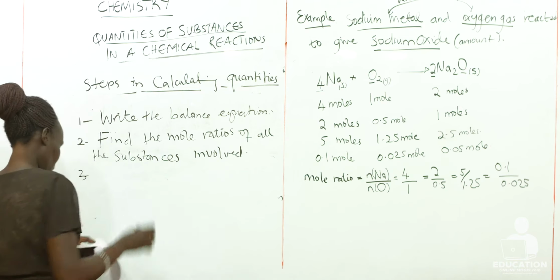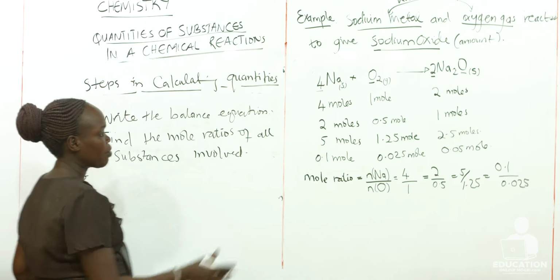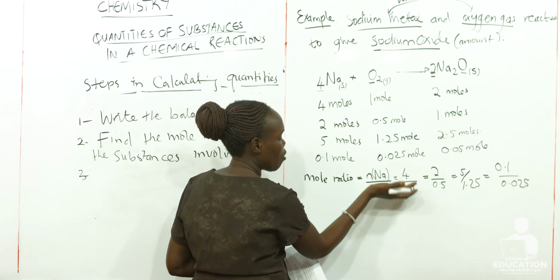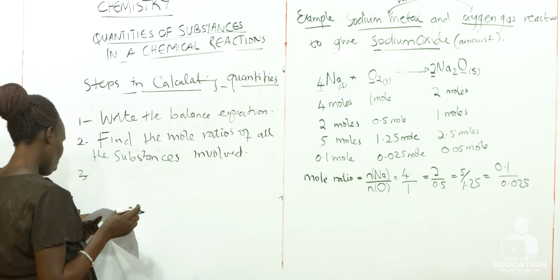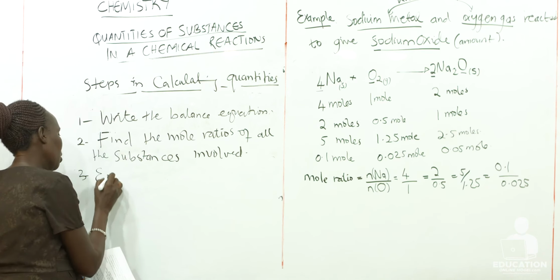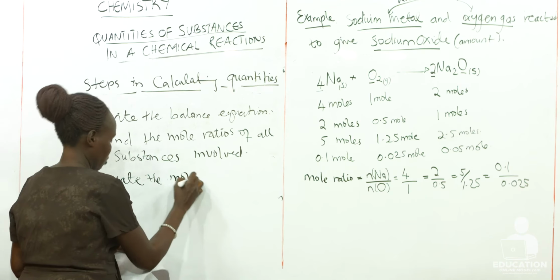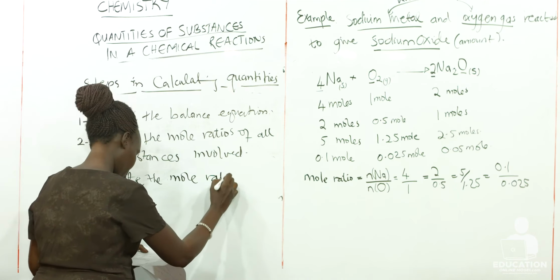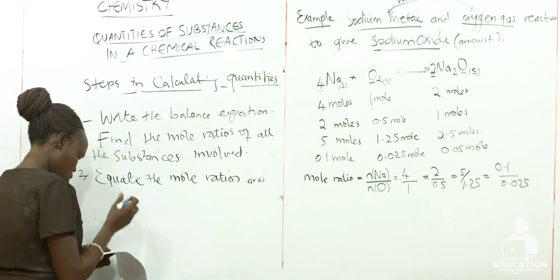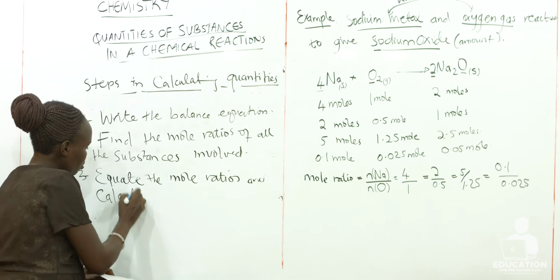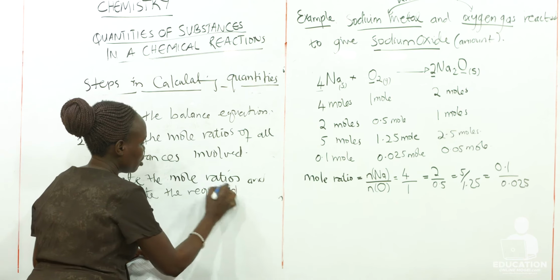So number 3, equate the mole ratio and calculate the required quantities. So after we divide this 4 over 1, we calculate it out and we get the required quantity. So we have to equate the mole ratios and calculate the required quantities.